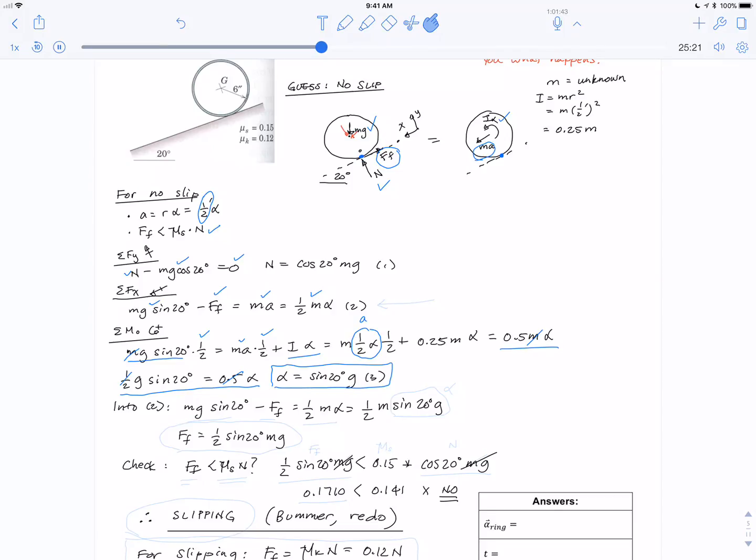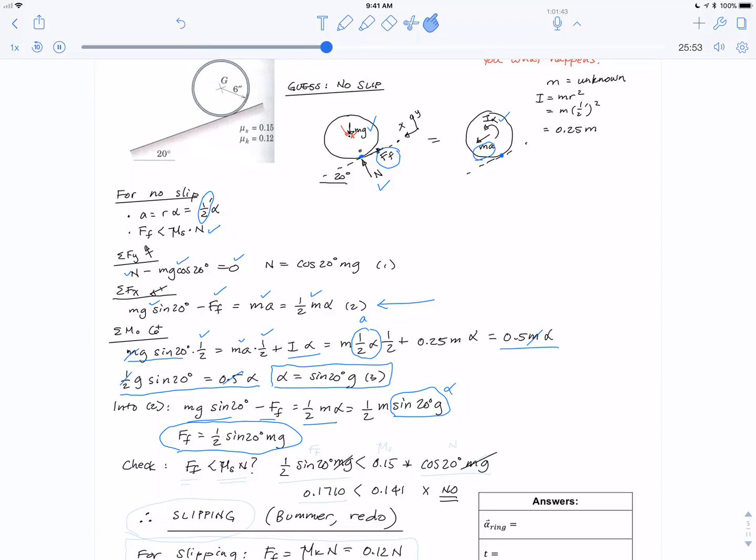Okay, so I'm going to take that alpha, put it into equation 2 and solve, so you get mg sine 20 degrees minus f equals 1/2 m alpha, but alpha is sine 20 degrees g. So there we go, that is alpha. And you just simplify that out. You put the f on one side, bring the 1/2 mg on the other side, and you end up with this, and solve it for the friction force.